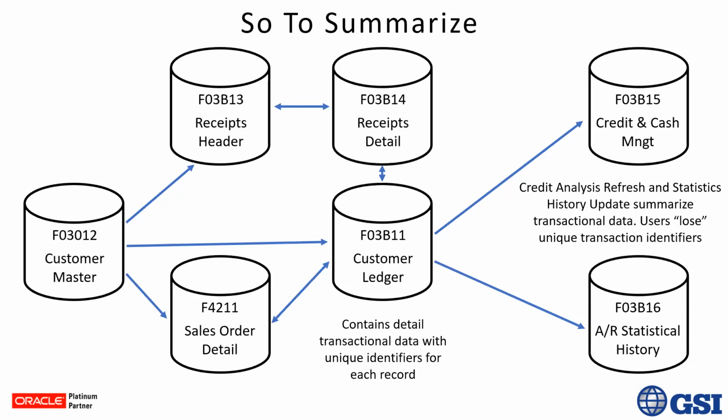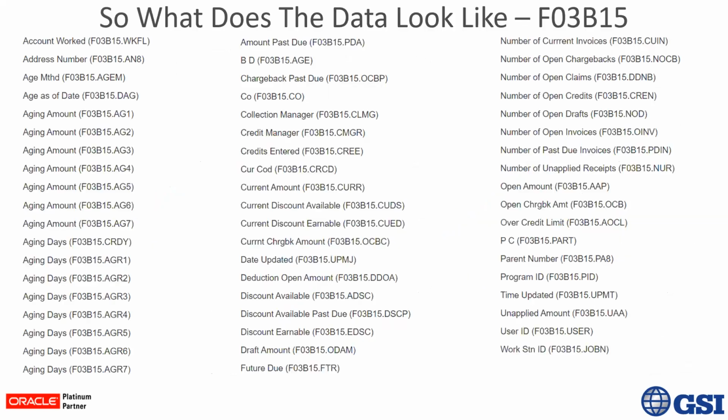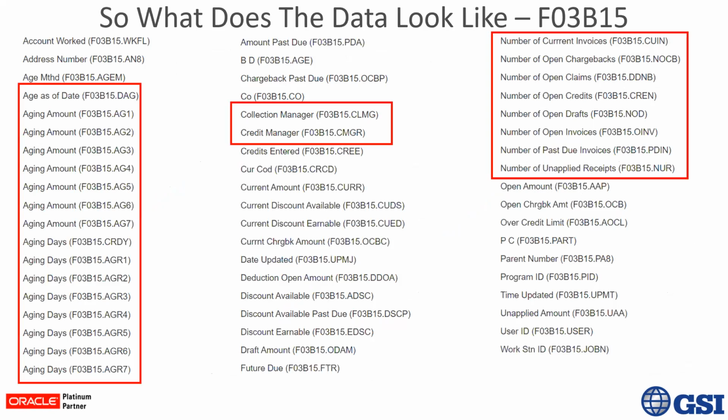So when you look at this summary table, this F03B15 table, you'll notice it's summarized information. It's summarized amounts, summarized days into aging buckets, and the number of open credits, not necessarily the individual credits. And there's a credit manager assigned to the record, and a collection manager assigned to the address book record. But basically, that's what it looks like.